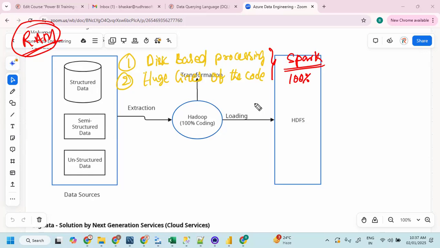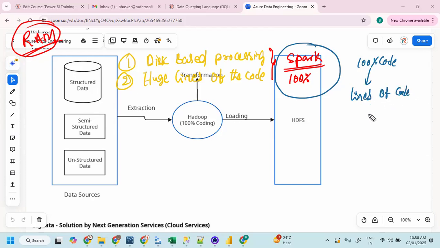And here also we have a few problems. Of course, it is 100% coding. That is fine, we don't have a problem with that, but the lines of code are reduced.